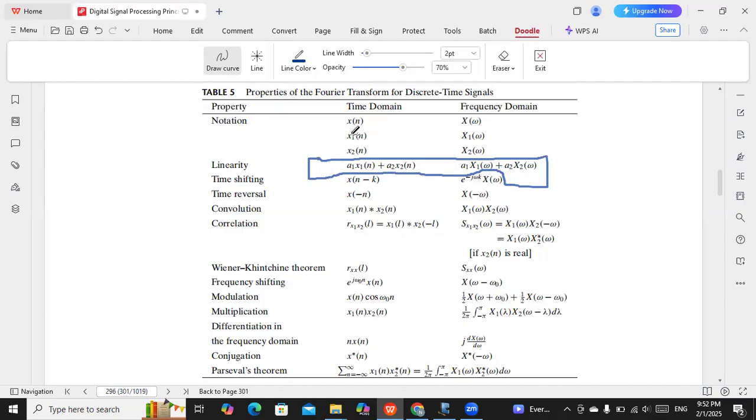So if there are two signals added with weightage, the Fourier transform of that composite signal can be found by adding the individual Fourier transforms with the same weightage. That is somewhat important. I think this one is also very important, the time shifting property. It is like this.